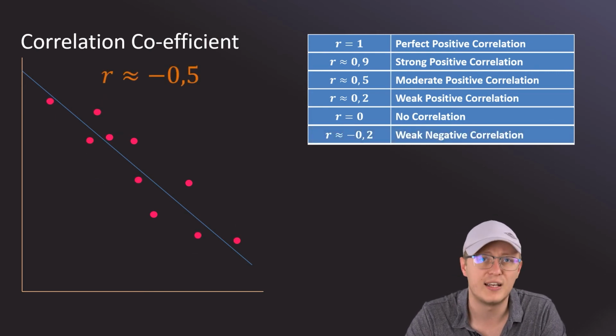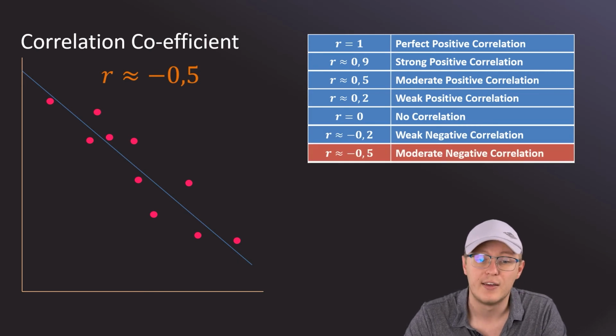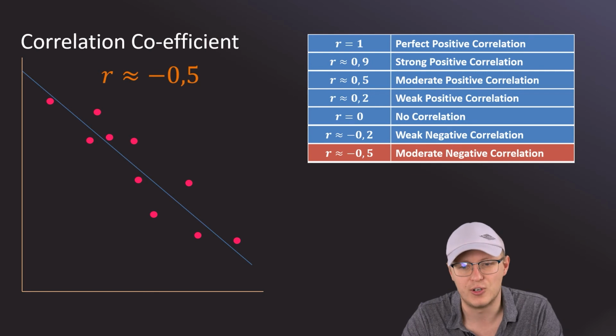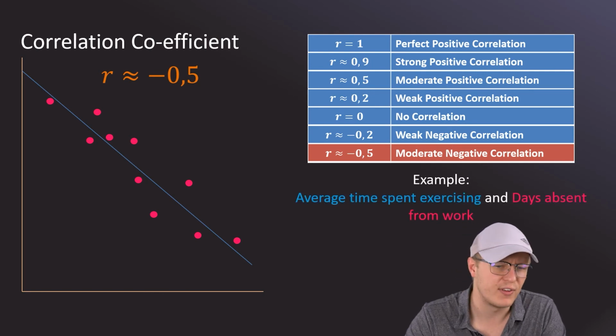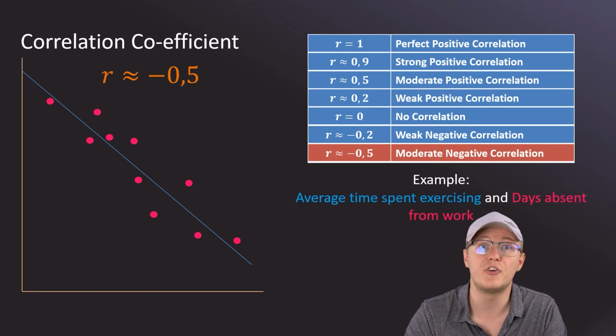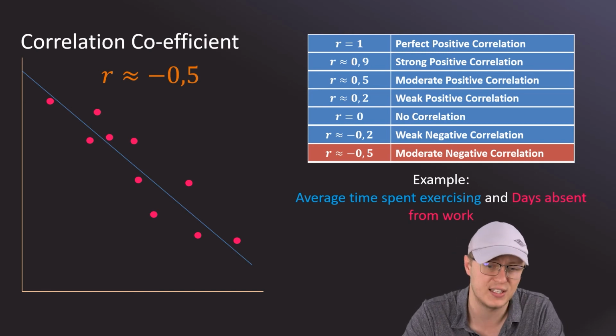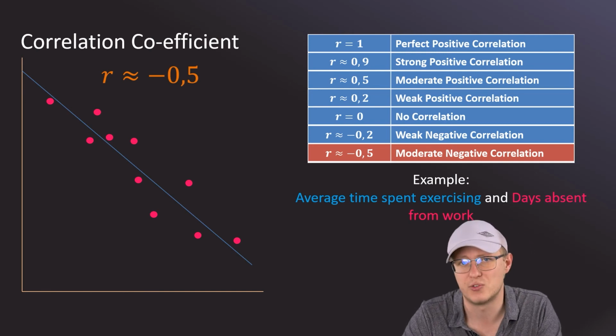And then if the points get closer to the line, that's going to be a moderate negative correlation. And maybe something that could look like this is the average time that you spend exercising and the days that you are absent from work.